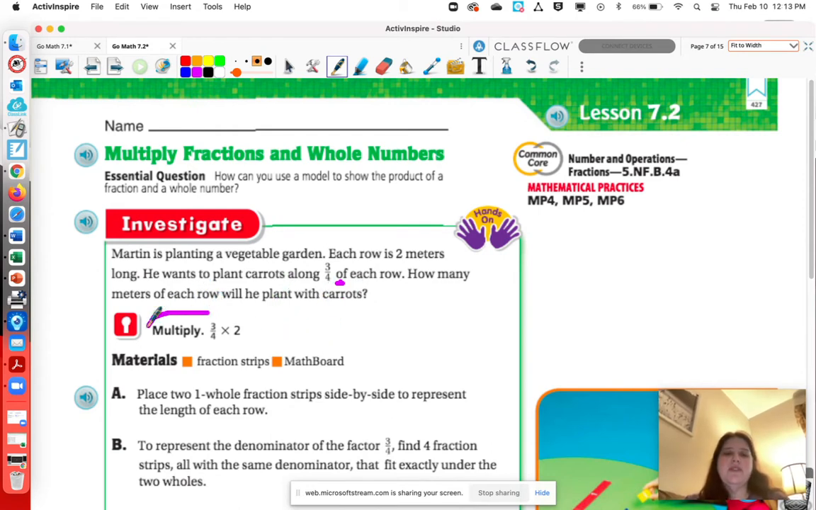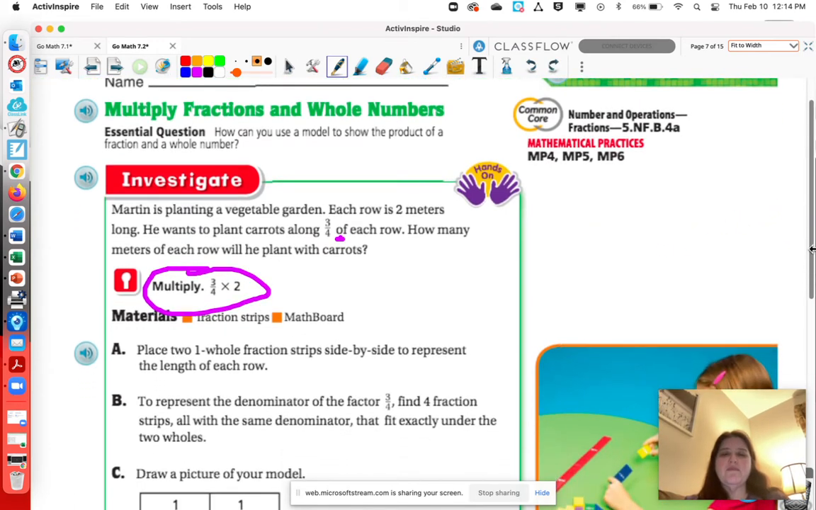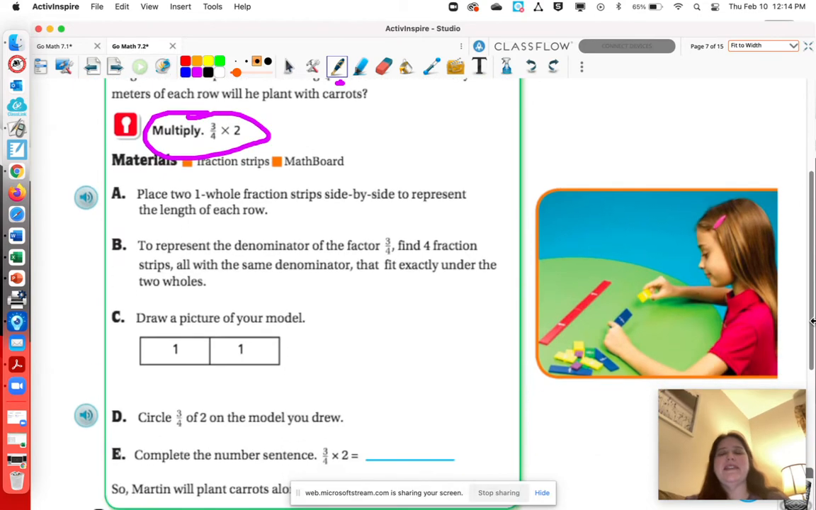So it gives you that you're going to multiply 3/4 times 2. Now yesterday we could easily take 2 and divide it by the bottom number and multiply by the top. But as you can see today, that doesn't work. So we're going to take a look at another way. So they're asking us to represent this with a model.